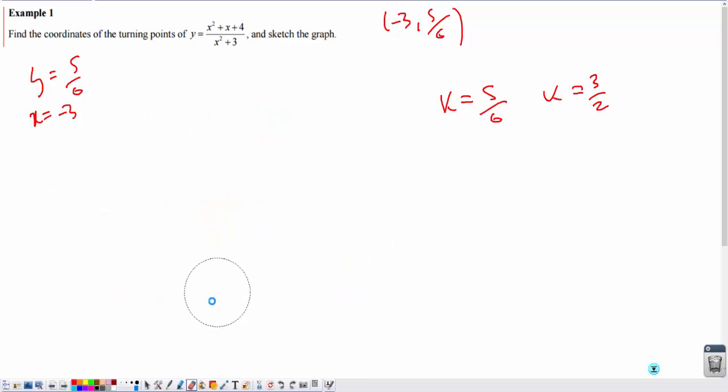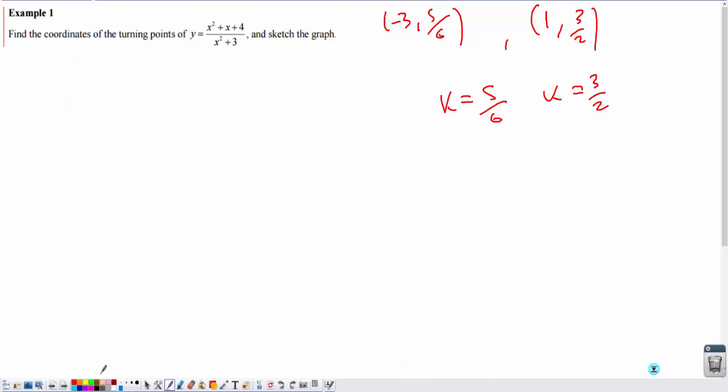I'm not going to do this. Hopefully you've got it by now. If you're not sure, you can look at the integral notes. When y equals 3 over 2, just plug it in here, solve your quadratic, or multiply both sides, and you should get 1. So that's my other turning point: 1, 3 over 2. Now let's sketch this curve.